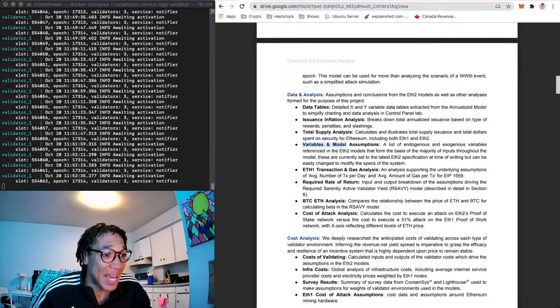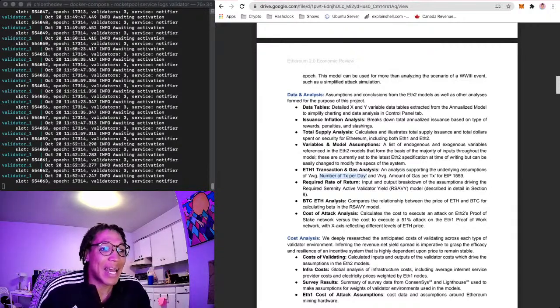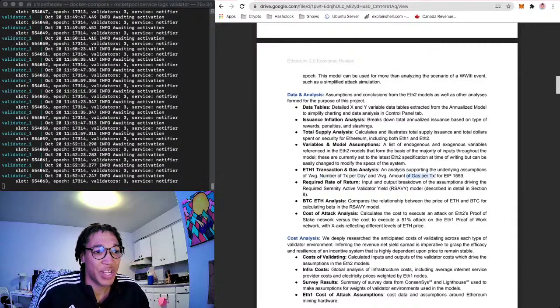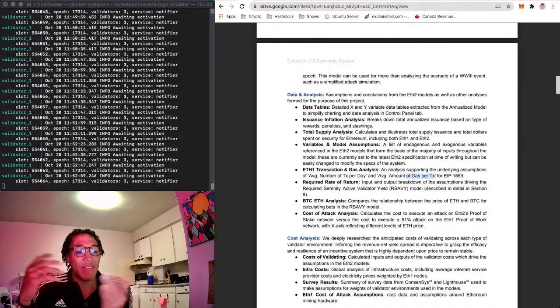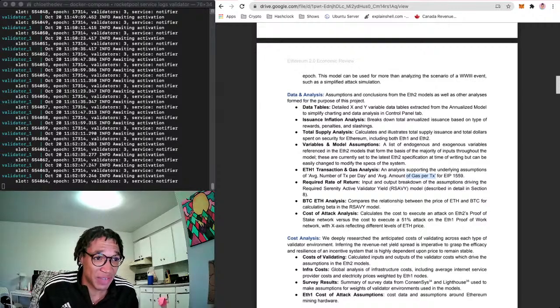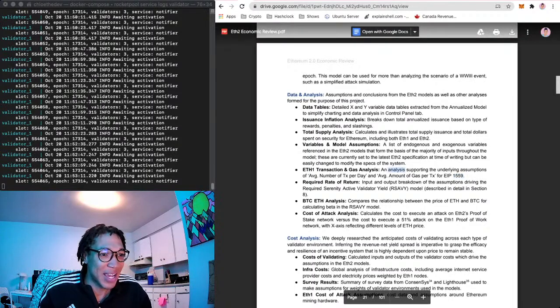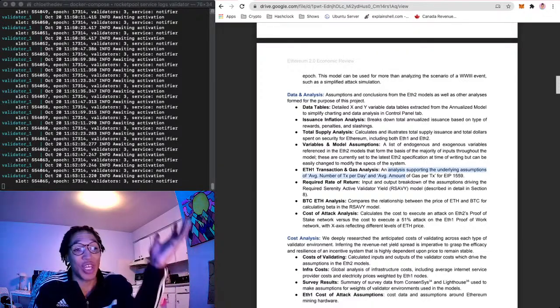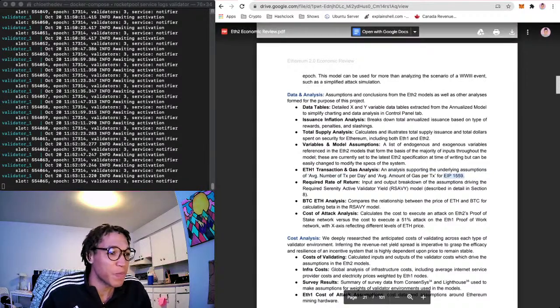ETH1 transaction and gas analysis: an analysis supporting the underlying assumptions of average number of transactions per day and average amount of gas per transaction for EIP 1559, because ETH2 as well is going to be using EIP 1559 as a fee market on Ethereum 2.0. Because the fee market is not yet implemented on Ethereum 1, I guess it's kind of an analysis of what they assume is going to be happening under this new fee market.